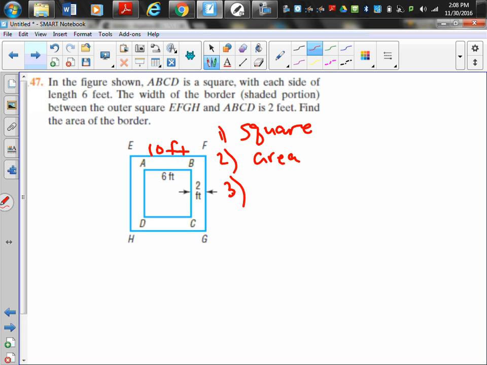So the third question that you ask is, what formula am I going to use? Base times height. Same thing as length times width. I prefer base times height just because it keeps it consistent with other formulas. So area equals base times height. All right.